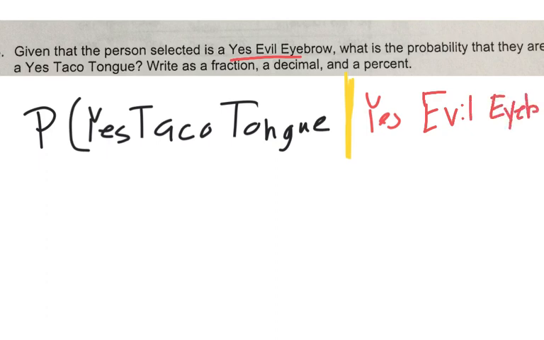So what that really means is you're changing the number in the denominator with this given. So when I make my fraction, the only people I'm looking for are the ones that were yes, evil eyebrow. So how many people were yes, evil eyebrow? 12. From this number right here. So that means 12 is my denominator.